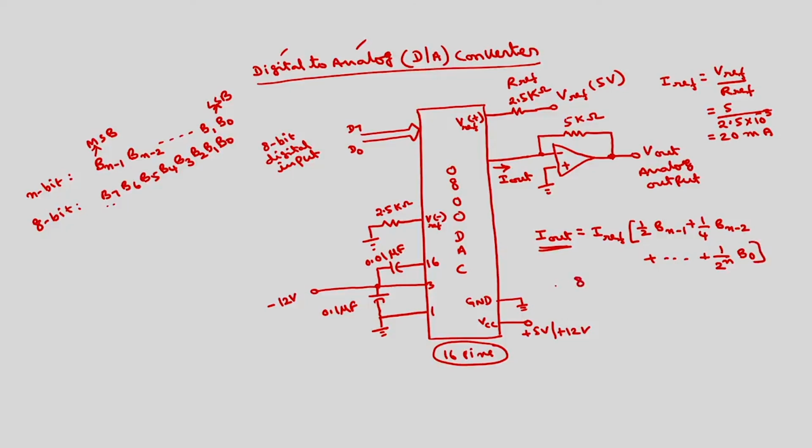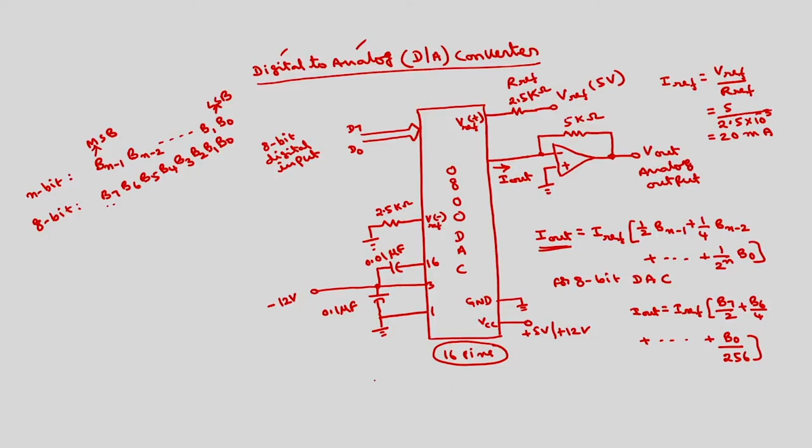If it is for 8 bit, so this I out will be, n becomes 8. So this is equal to I reference into B7 by 2 plus B6 by 4 plus so on up to B0 by 2 raised to the power of 8, which is equal to 256. So I reference is 20 milliamps.